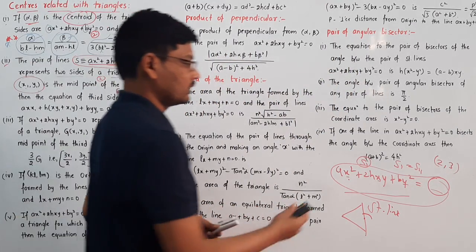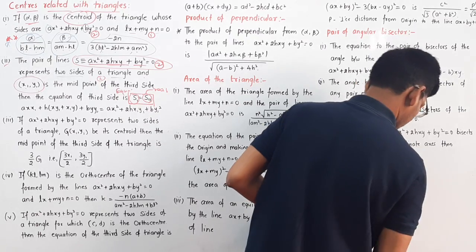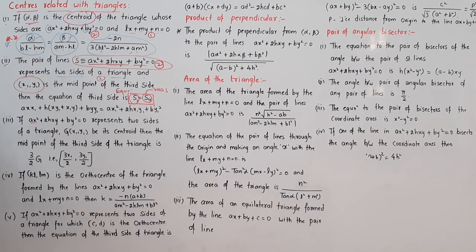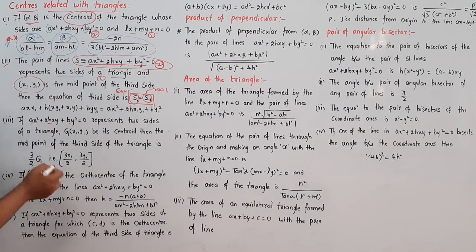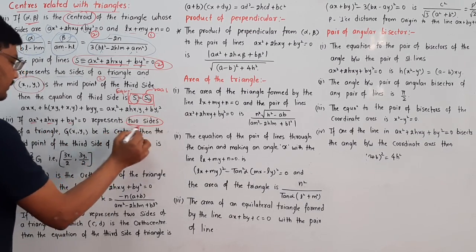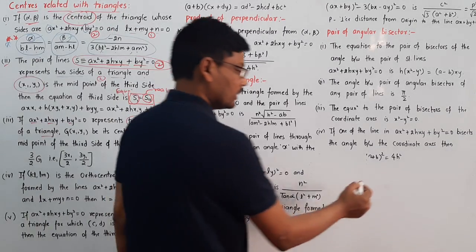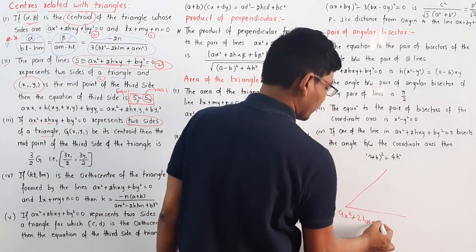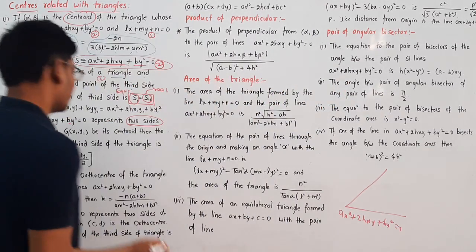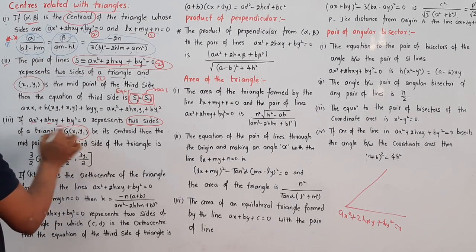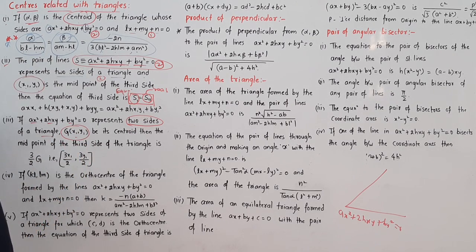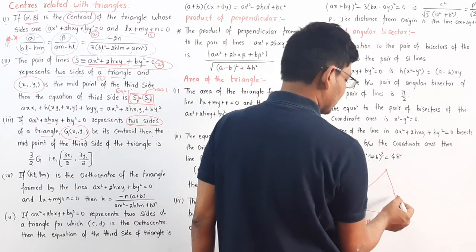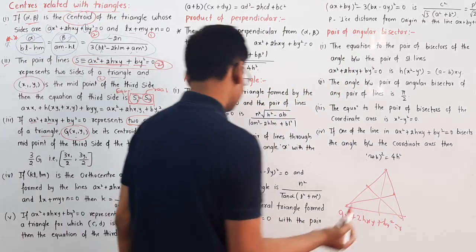And the next one is the third point. If ax square plus 2hxy plus by square is equal to 0 represents two sides of a triangle, I am taking a pair of straight lines. Now he is saying G(x1, y1) is the centroid, and we need the midpoint of the third side.